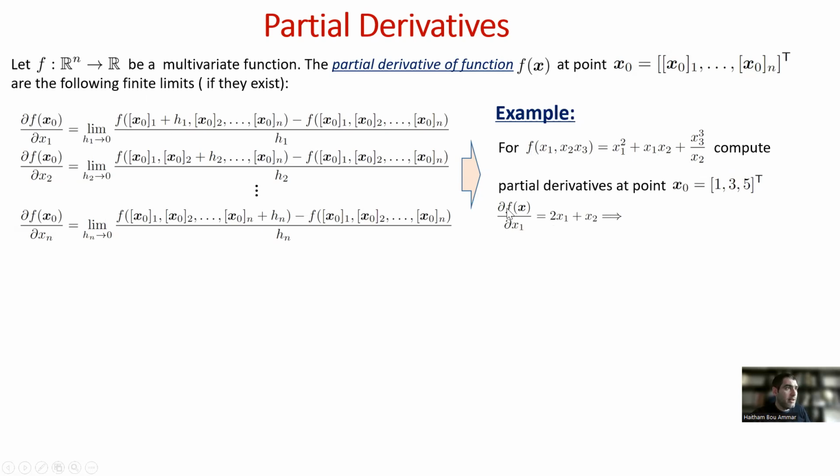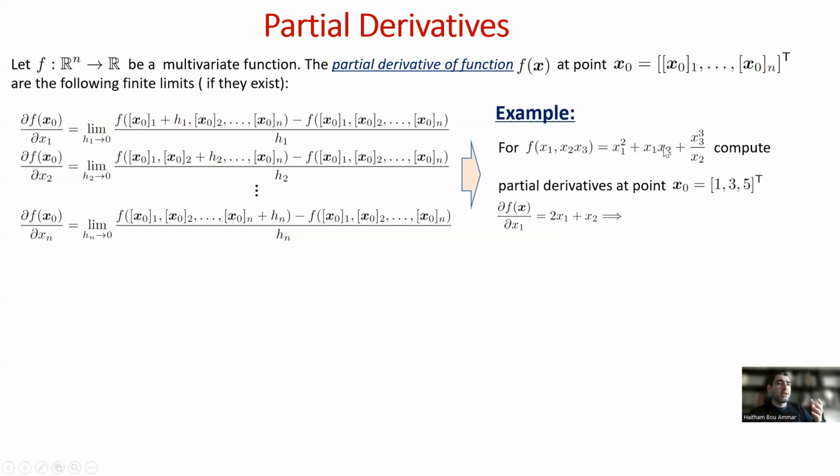Again, in order to compute the partial derivative of that function f of x1, x2, x3 with respect to x1, you treat all other components apart from x1 as constants. Then you consider that function as only a function of x1. When you take the derivative with respect to x1, the derivative of x1 squared is just 2x1. Then the derivative of x1 multiplied by x2 will be just x2, because you treat x2 as a constant.